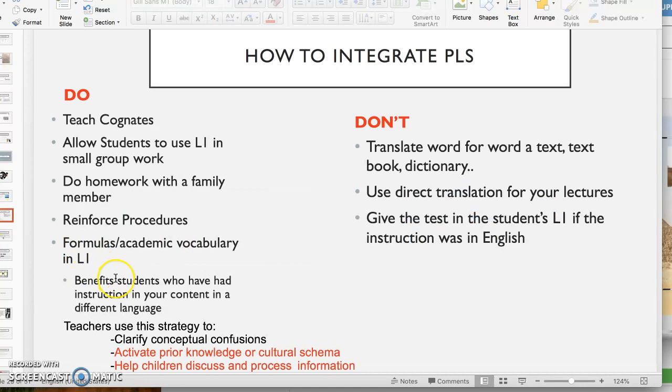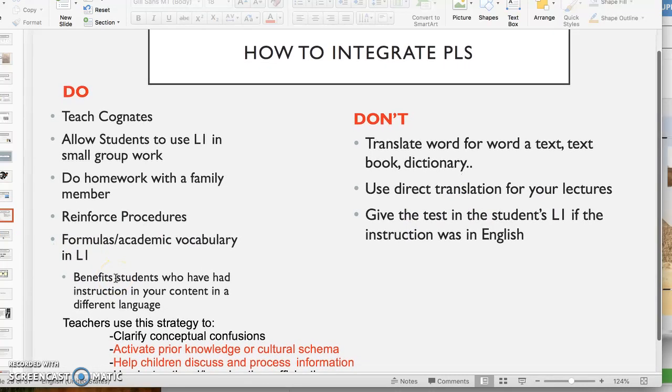Okay, how to integrate primary language supports and how not to. What we don't want to do is see students translating for one another. It is a civil rights violation to ask a student to translate for another student because it takes away learning opportunities for both learners. You have one learner who's wasting their time translating for another kid, and you have another kid who, rather than getting taught by a certified adult, is getting taught a lesson by a child. So we don't want kids translating for one another.